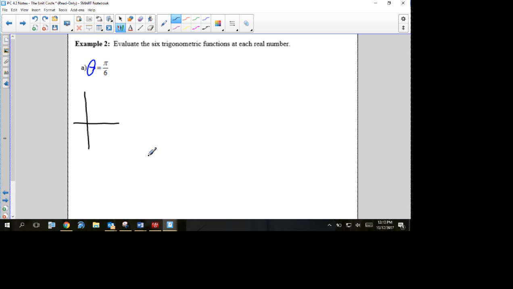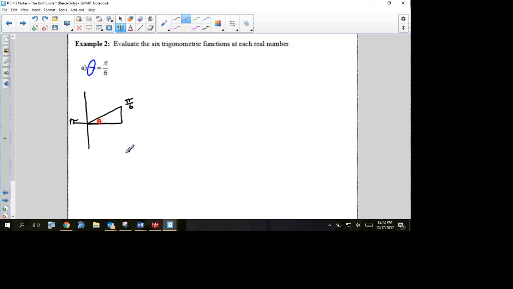So pi over 6. I start at 0, and I'm going to rotate to pi over 6. So I need to know where pi is. Pi is the 180 degree. And I'm dividing this top half pi into how many equal sections? 6 equal sections. And I only need one of them. So my theta is connecting the x-axis and the radius. So that's where theta is.